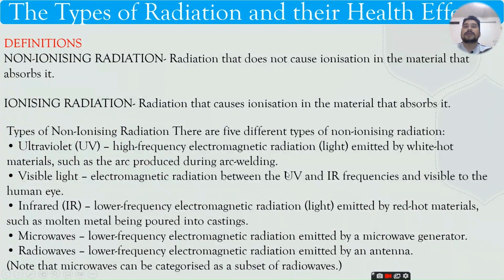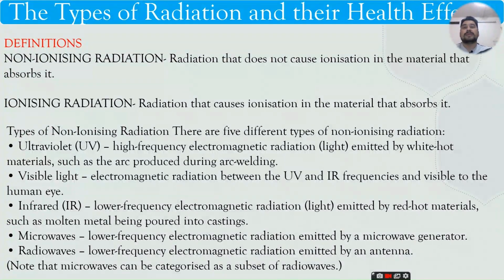3. Types of radiation and their health effects. First of all, we'll go for the definitions. What is the meaning of different radiation? First, we have non-ionizing radiation. What is the meaning of non-ionizing radiation? Radiation that does not cause ionization in the material that absorbs it.